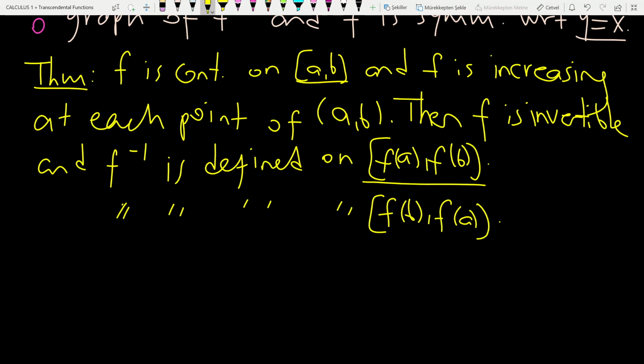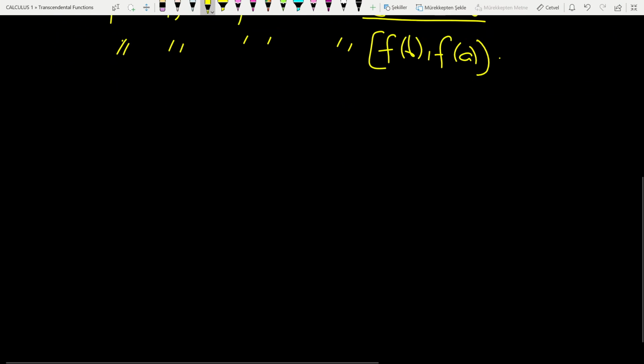Now we are ready to give the main formula about the derivative of an inverse function. Why do we have a theorem to take the derivative of inverse functions? The aim is that we do not find the inverse, we directly find the derivative of the inverse without finding the inverse itself. It is the aim.